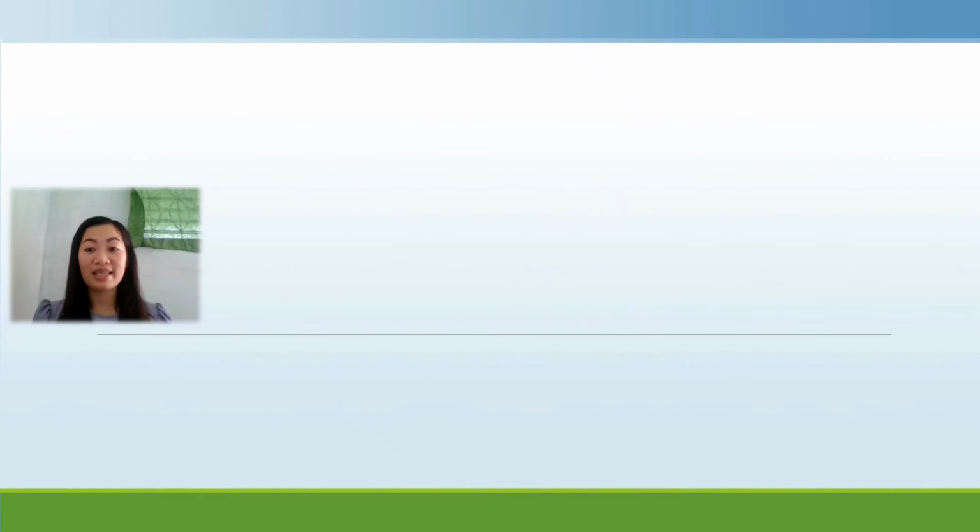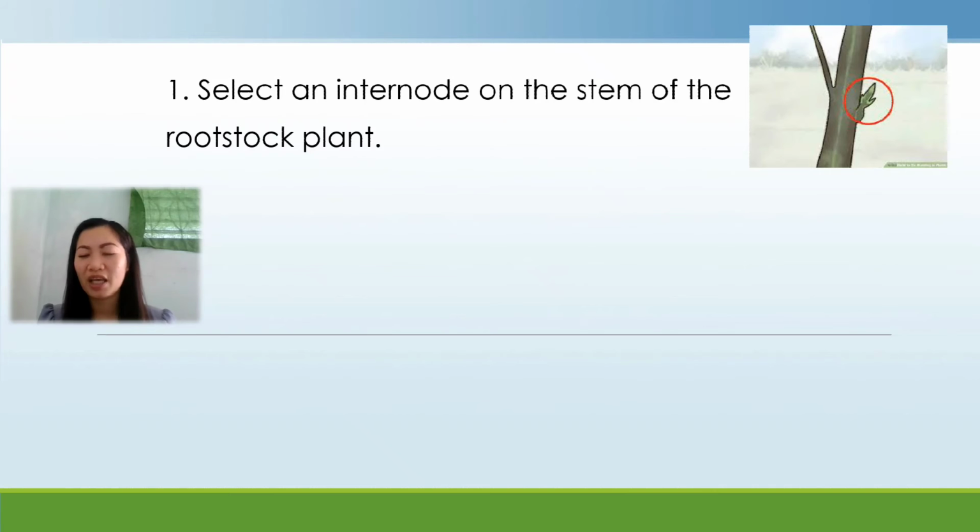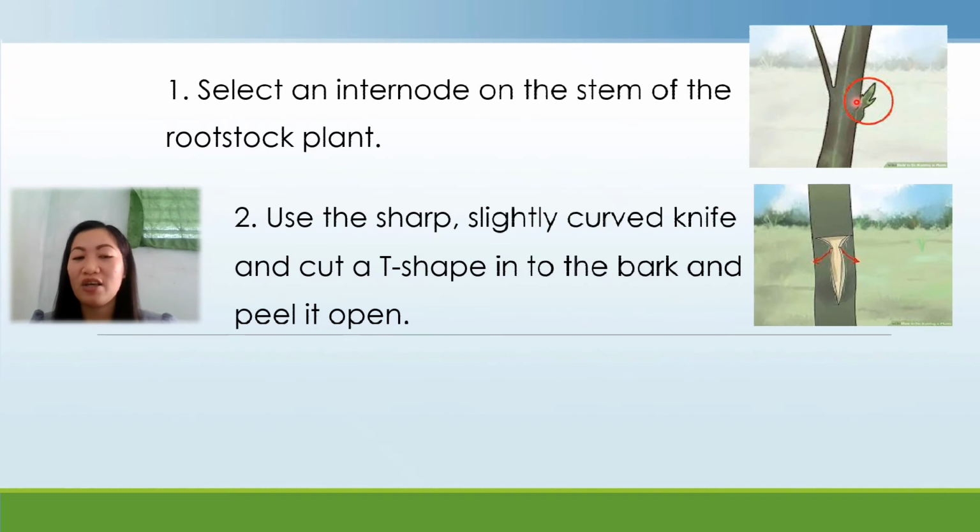We will be discussing the steps of budding. First thing that you have to do is select an internode on the stem of a root plant. You have to look for the bud of the other plant. Then use a sharp knife, slightly curve the knife and cut. This is another plant, the root stock, the other plant that you are going to attach this one to. You have to form a T shape on the bark and peel it open.